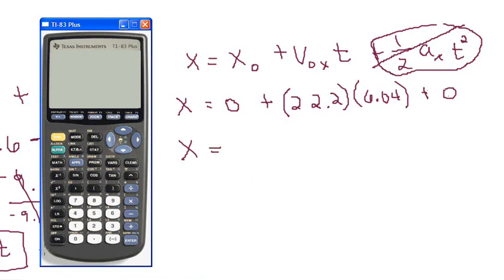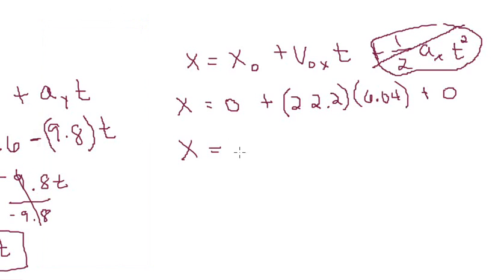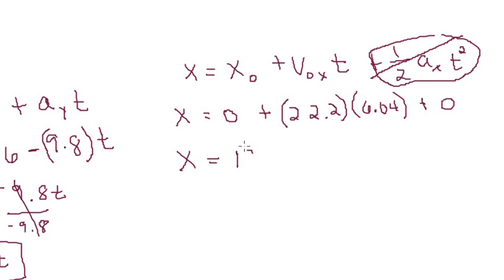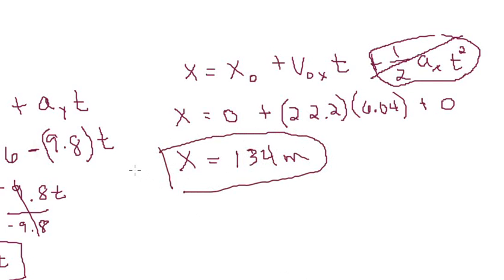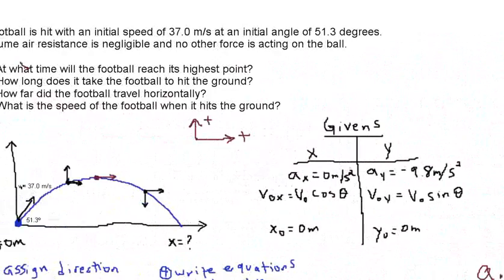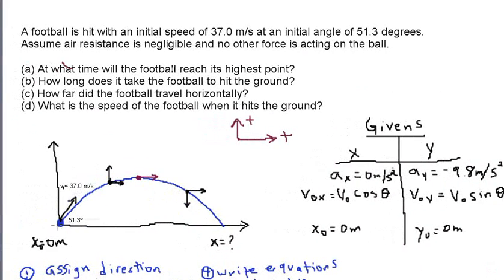Now this just turns into a simple problem where you just plug it in the calculator and you get an answer. So 22.2 multiplied by 6.04 seconds, and you get the distance equal to 134. So that is the distance, 134 meters is the total distance. So this is part C. So we just found out that from the beginning all the way to the end, the football travels 134 meters.